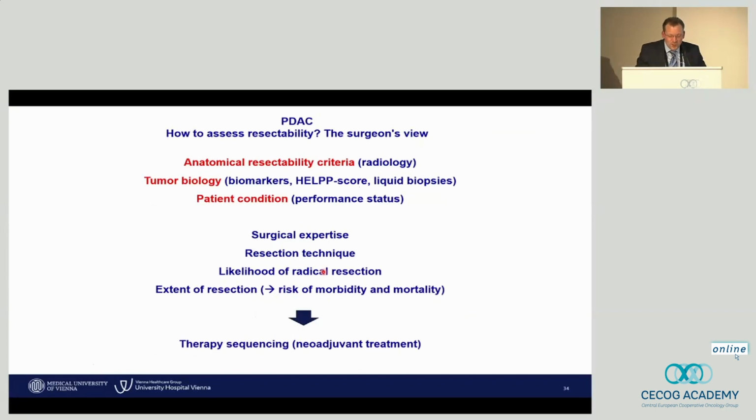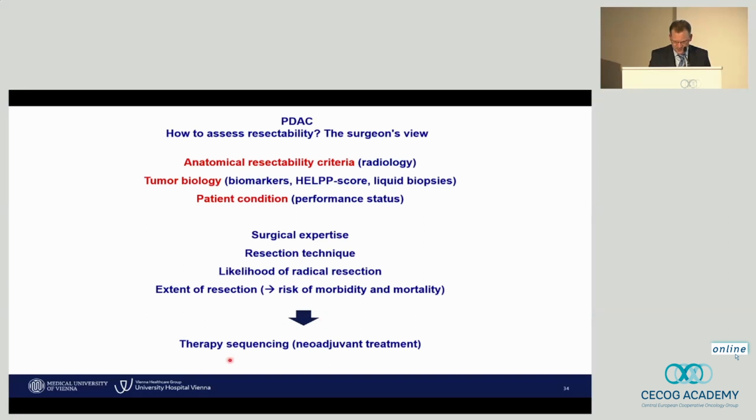So what's the surgeon's view, or what's my view on resectability? Resectability is about anatomical resectability, but not only. It's about tumor biology, probably reflected by this biomarker score that we will soon validate. In the future, liquid biopsies will play a bigger role, but they are not yet established in the clinic. Then the patient condition, performance status, and then it's about local criteria that have to do with your center and yourself. Surgical expertise, resection technique, the likelihood to receive a radical resection, and also the extent of resection needed to achieve a radical resection, because this is associated with the risk of morbidity and mortality.